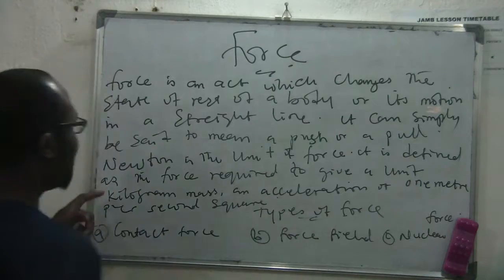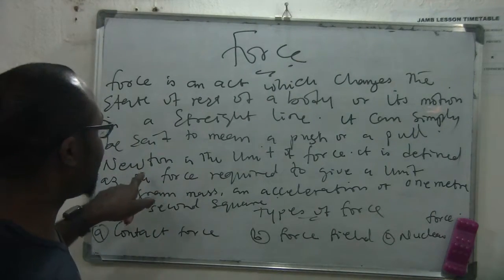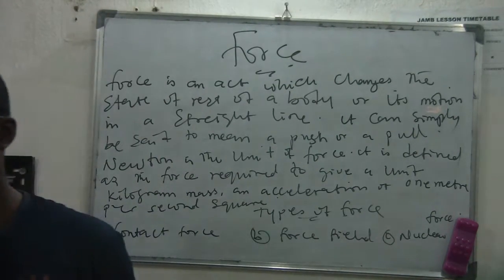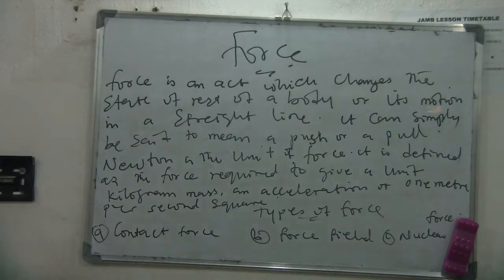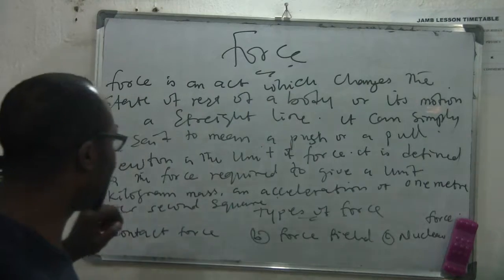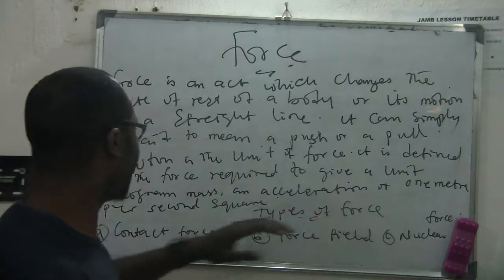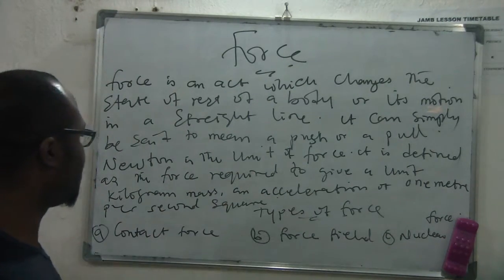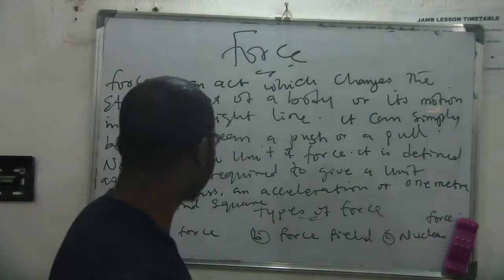It is represented by the unit known as the Newton. And how do you define Newton? Newton is simply the force required to give a mass of one kilogram an acceleration of 1 meter per second squared.